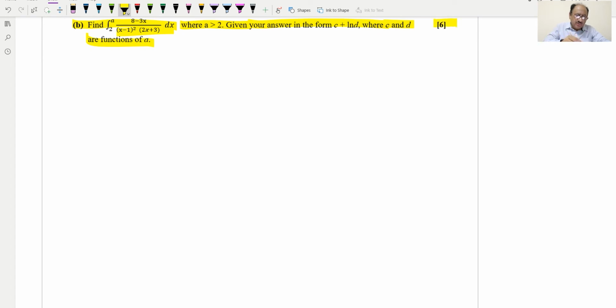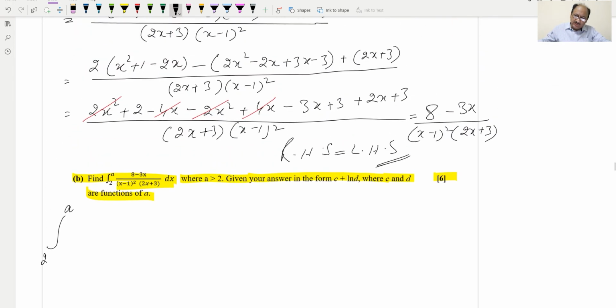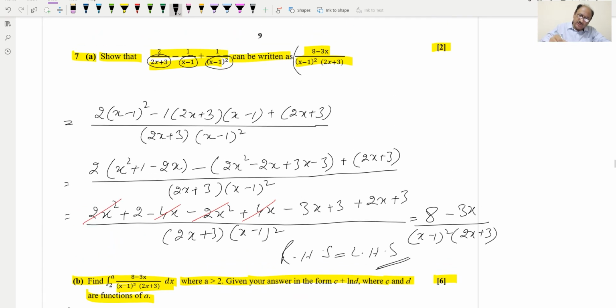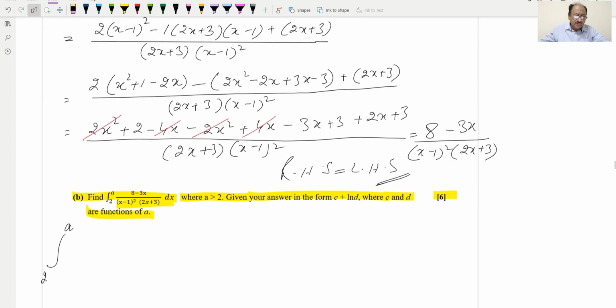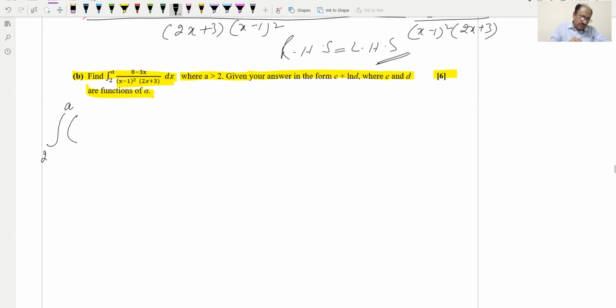So the integral from 2 to a, and instead of this expression we can write it in this format. We have this equal to this one, so we are writing this expression over here instead of the other one. So this will be 2 over 2x plus 3 minus 1 over x minus 1 plus 1 over x minus 1 squared dx, and this will be the integral.